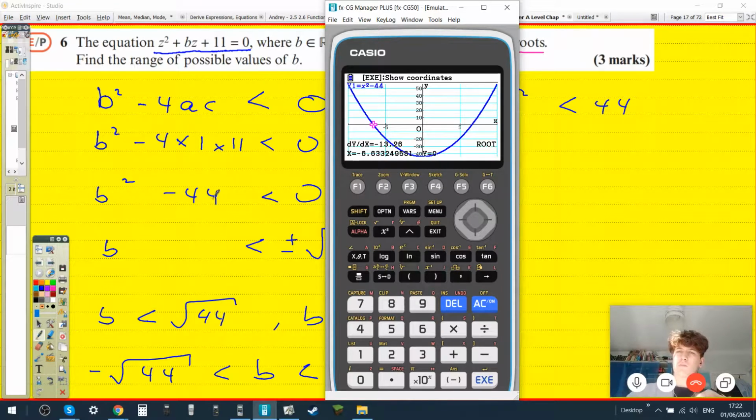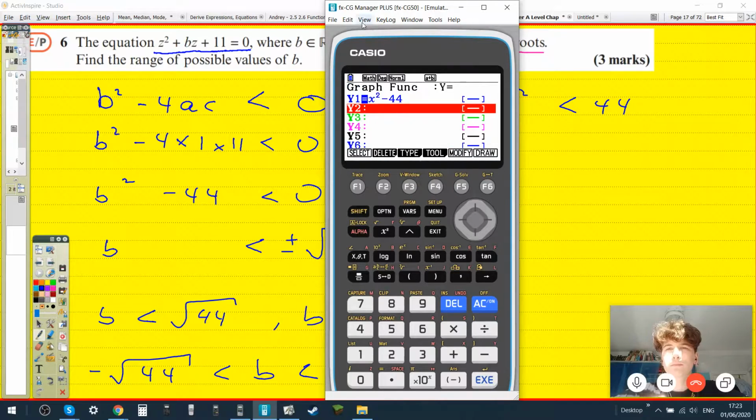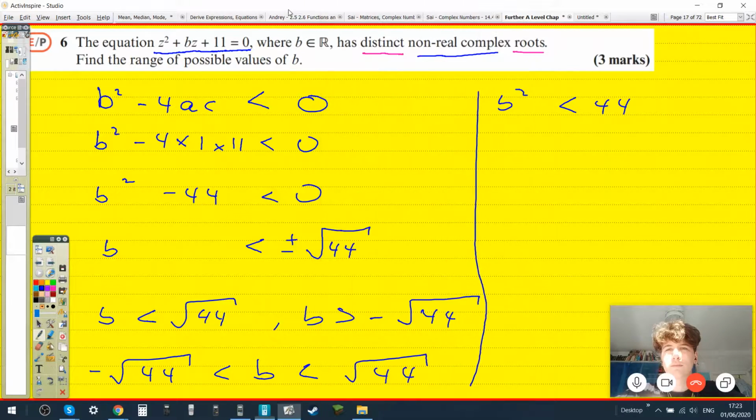I did x squared minus 44, and you can see when is the graph less than 0? It's less than 0 in between root 44 and minus root 44. So that's just what that looks like. Or you can do it the way I did it originally. So we just said b is less than plus or minus root 44. Not quite. b is less than plus root 44, and then it flips for the negative. b is greater than minus root 44. Any questions there? No. Tricky.